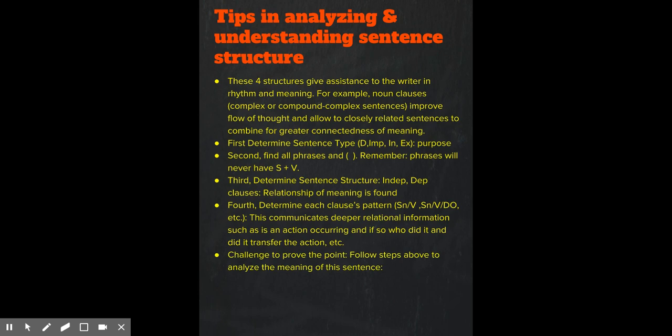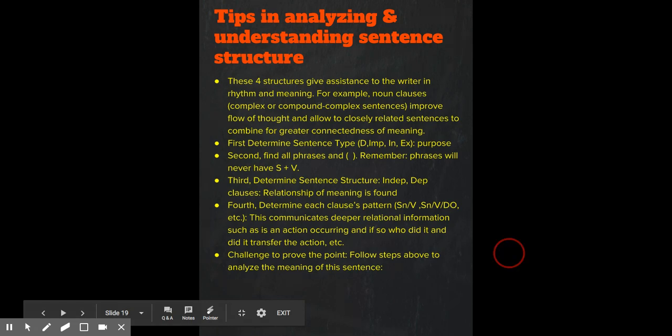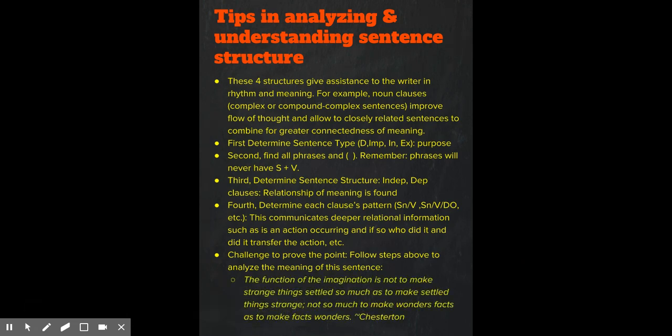Let me give you a challenge to prove the point. Let's follow these four steps to this very complicated sentence and see if we can figure out the meaning. So first, just read the sentence like you would, kind of glance at it as you're reading. The function of the imagination is not to make strange things settled so much as it is to make settled things strange, not so much to make wonders facts as to make facts wonders. What is Chesterton talking about?